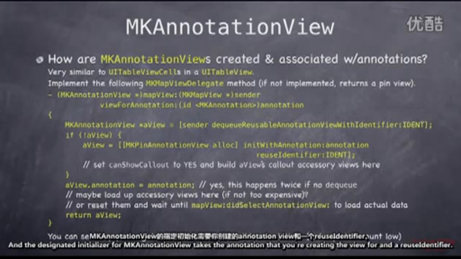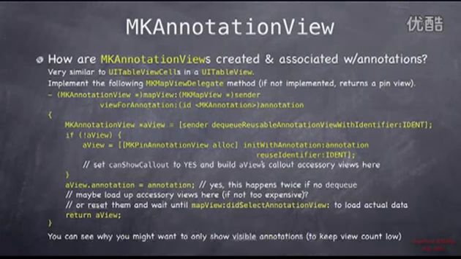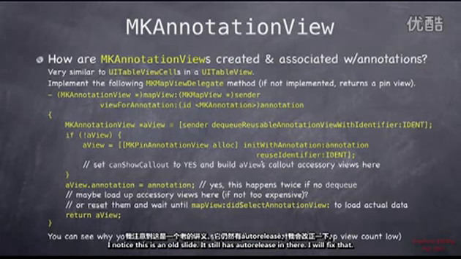And the designated initializer for MKAnnotationView takes the annotation that you're creating the view for and a reuse identifier. I always thought it was kind of weird that this took the annotation, because these things are going to get reused, and so you're going to set that annotation to something else next time it's reused anyway. I always thought this should just be init with reuse identifier, but it is what it is. I noticed this is an old slide. It still has autorelease in there. I will fix that. We don't need autorelease anymore.